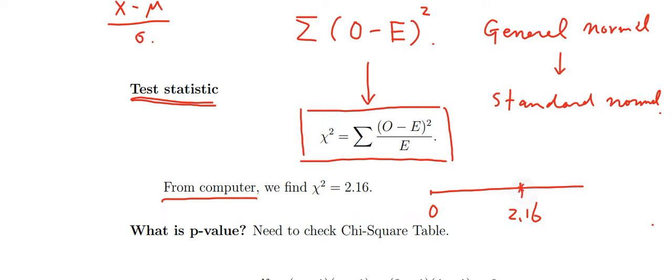Then we need to determine whether this is a big number or a small number. This is what we want to determine. So how can we determine if this is a big or small number? We need to check a table, called a chi-square table, to find the critical value. We call this the chi-square value.